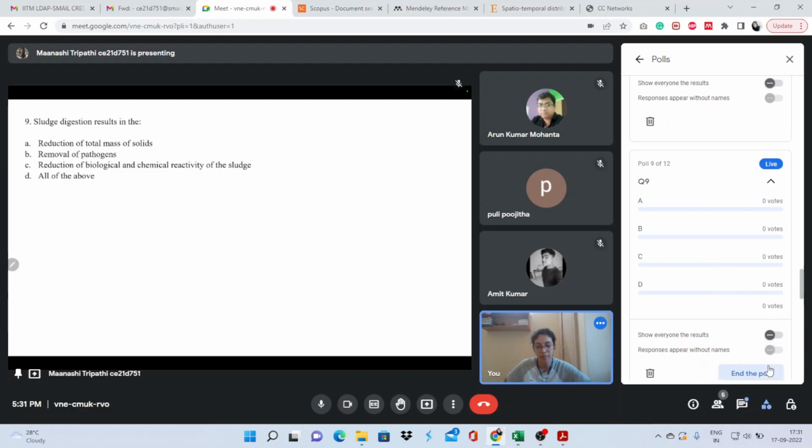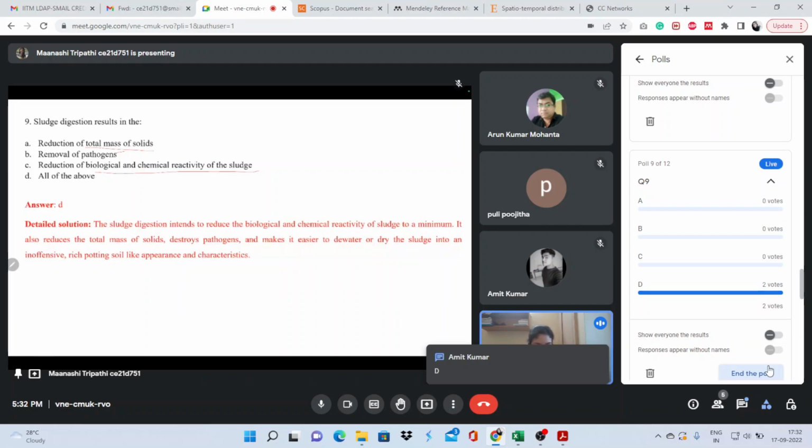This is question number 9. Sludge digestion results in the, why do we go for sludge digestion? Reduction of total mass of solids, removal of pathogens, reduction of biological and chemical reactivity of the sludge, or all of the above? Yes, correct answer. Yes, all of you are correct. So answer is D. This is used for reduction of total mass of solids as well as pathogens and chemical reactivity of the sludge so that it can be handled in the further processes easily.